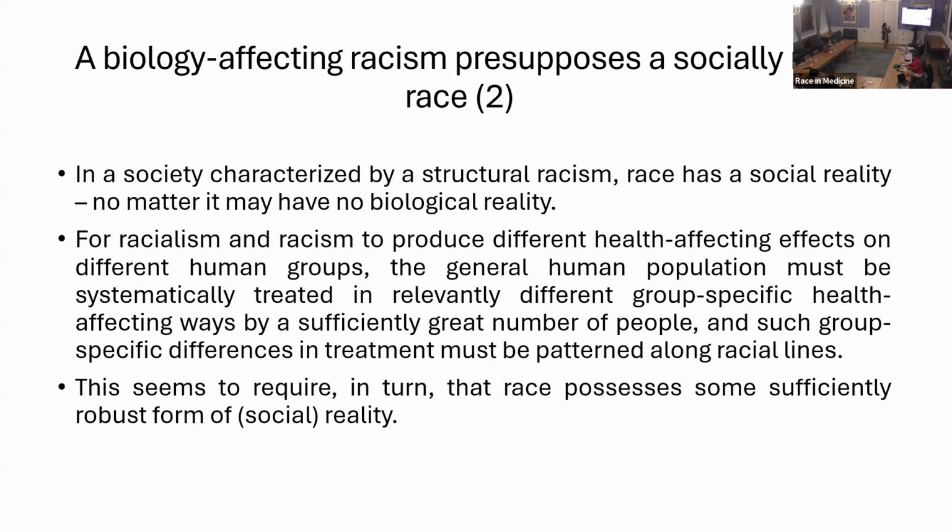For racialism and racism to produce different health-affecting effects on different human groups, the general human population must be systematically treated in relevantly different group-specific health-affecting ways by a sufficiently great number of people, and such group-specific differences in treatment must be patterned along racial lines. And this seems to require, in turn, that race possesses some sufficiently robust form of social reality.